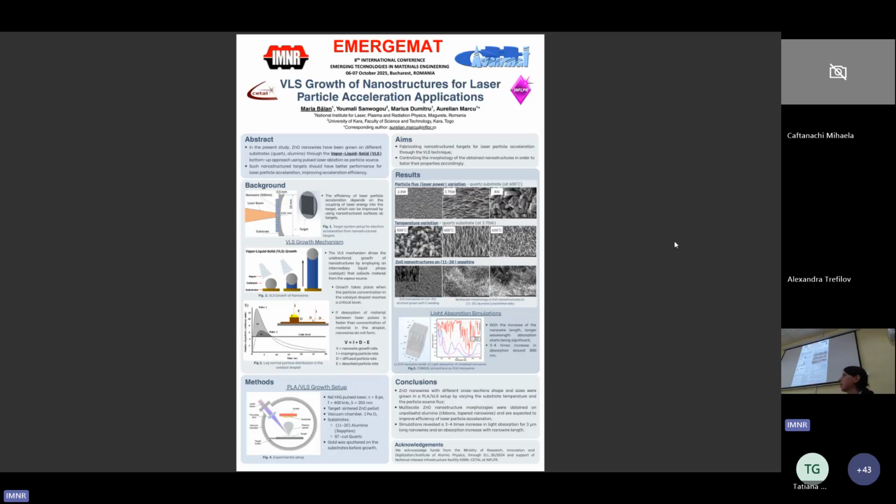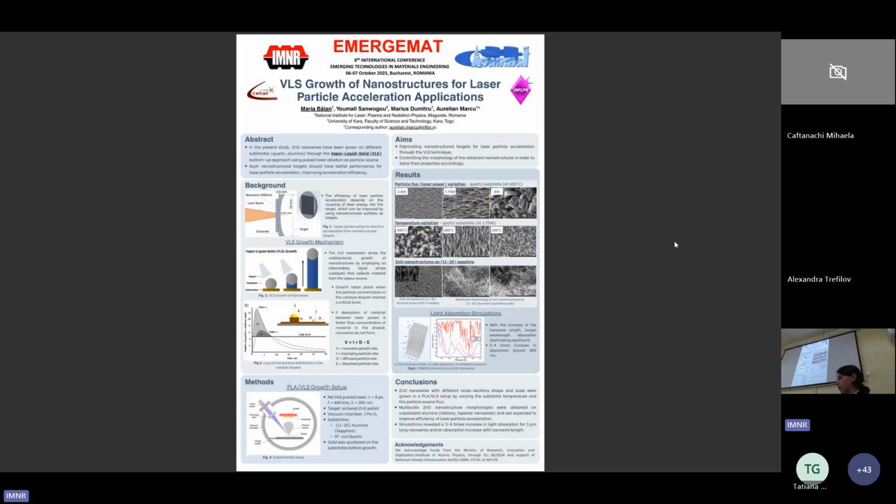This method uses a liquid gold droplet as a catalyst for nanowire formation, and the nanowire grows underneath the catalyst droplet. However, based on the growth conditions, we can obtain different morphologies: thinner nanowires or thicker structures that are akin to nanorods or even other morphologies. And we also varied the growth substrate.